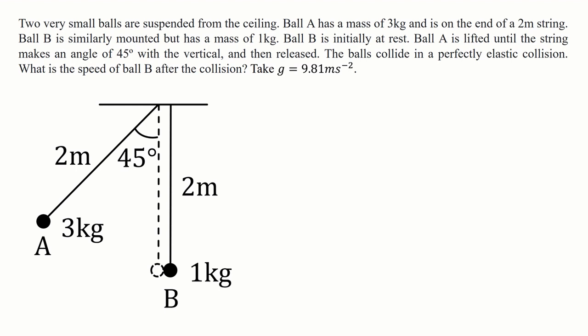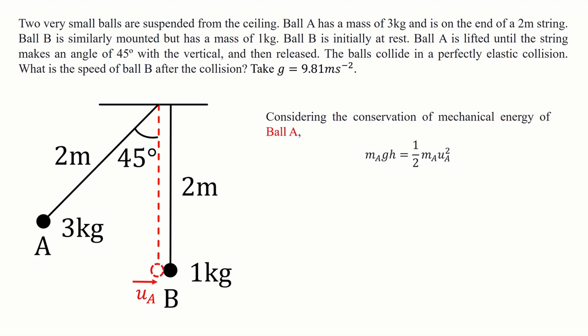Ball A is lifted until the string makes an angle of 45 degrees with the vertical, and then released. The balls collide in a perfectly elastic collision. What is the speed of ball B after the collision? Take g to be 9.81 meters per second squared.